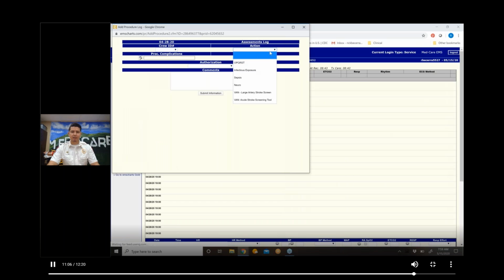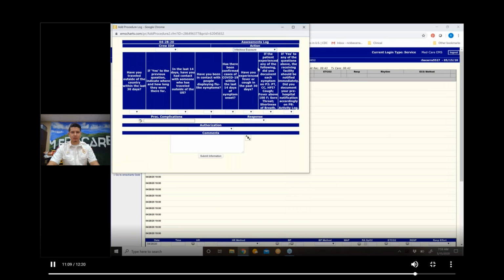And then you go to action, infectious exposure, and then you have the questionnaire pop up right there. So all patients are going to get this one. We're going to be asking going forward that all patients have this questionnaire filled out and that all of the questions, to the best of your ability, are answered.